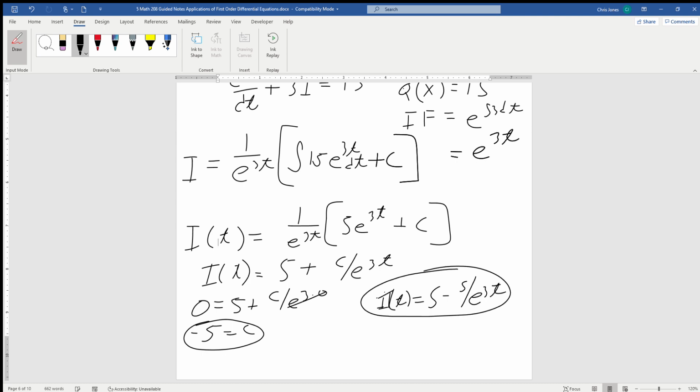And of course, ultimately what we need is I at 1. So I at 1 is going to be equal to 5 minus 5 over e to the 3rd times 1. And let me compute that really quickly. It's probably going to be really close to 5. 4.75, and that's going to be in amps.